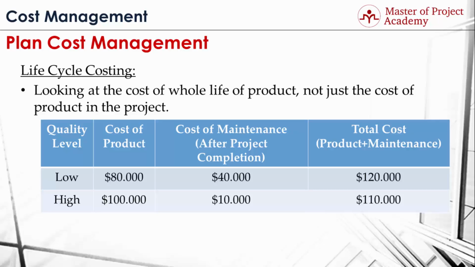Low quality pressing machine is $80,000, but it is expected to pay around $40,000 afterwards during maintenance in the next years, so the total lifecycle cost is $120,000 for a low quality pressing machine. A high quality pressing machine is $100,000, and expected maintenance cost for the next years is $10,000. So in total, lifecycle cost of the high-quality pressing machine is $110,000.